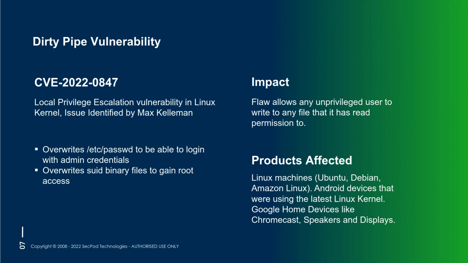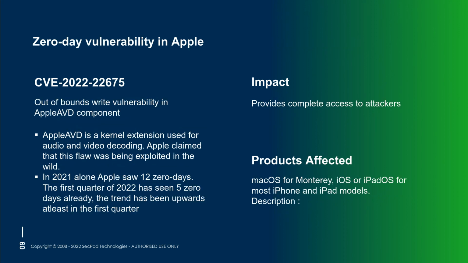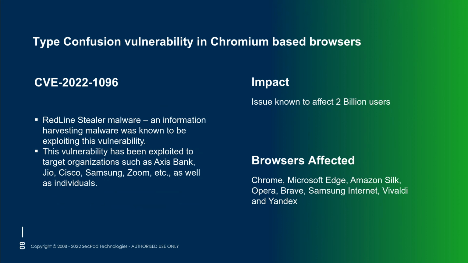So going to the next CVE. This is a type confusion vulnerability in Google Chrome's V8 JavaScript engine. In Chromium-based browsers, the V8 JavaScript engine is the critical part of a Chromium browser, and any vulnerability that we have seen so far in it is very critical.